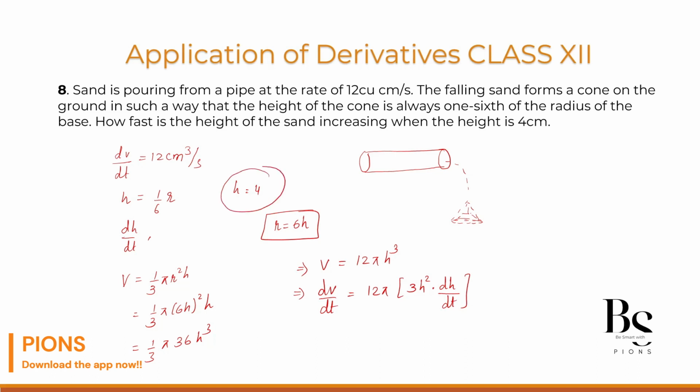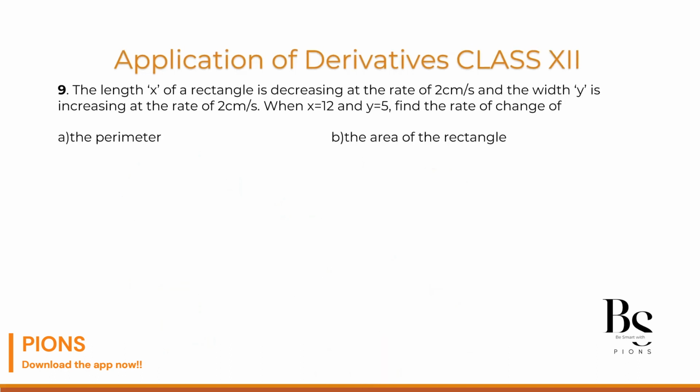Now you are already given the h value, so we can substitute these values and find dh by dt. This was quite easy. So dV by dt is the rate of change of volume. What's the rate of change of volume? 12 pi into 3 into h squared, 4 squared is 16, dh by dt. Correct. 12 and 12 cancel. 16 times 3 is 48. So dh by dt is 1 upon 48 pi. That is the way height is changing with respect to time for this conical sand. Clear? Let's move to the next question.